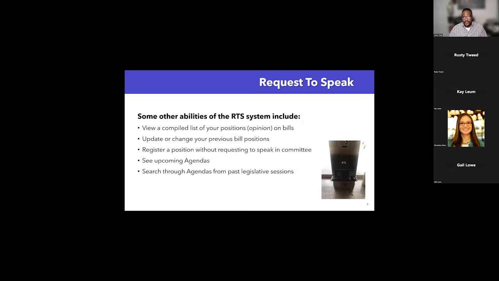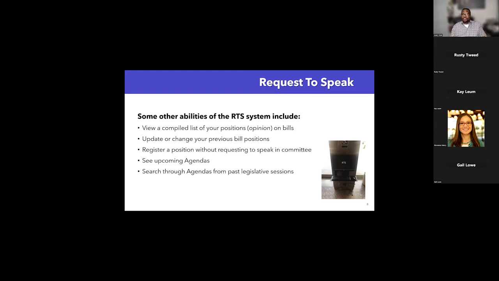So some of the other abilities of the RTS system include that you can view a compiled list of your positions on bills. You can update or change your previous bill position. So there's a bill working its way through, you went to a couple meetings, you feel differently about the bill, you can go into the request to speak and change your position on a bill. And again, the legislators will see that.